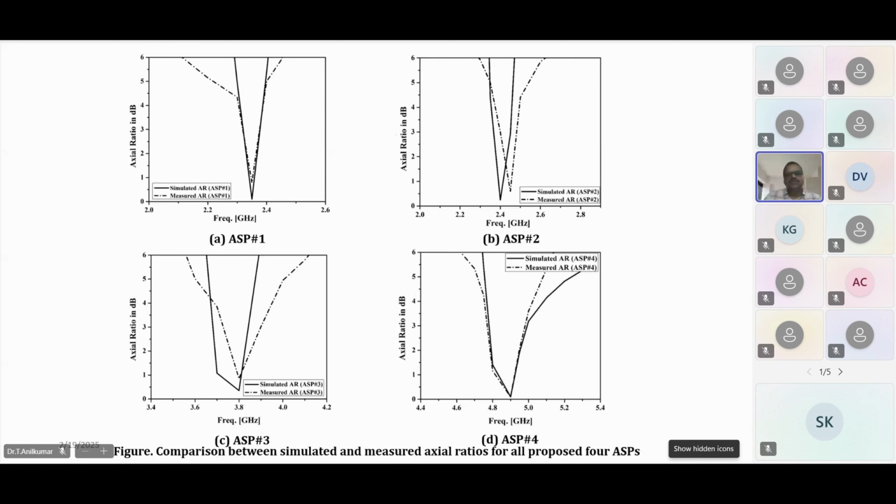So the measured and simulated axial ratios are similar, and that itself tells you that it's a circularly polarized antenna. At the two orthogonal modes, the axial ratio should be minimum. So it is around 2.4, near to 2.4, another one is at 3.8, and another one is at approximately 4.9. Right. Next.